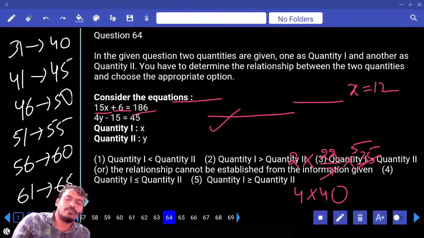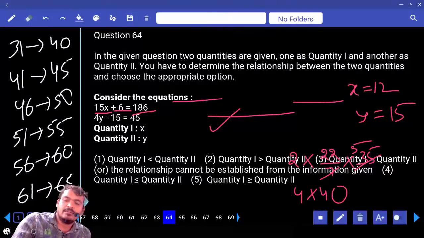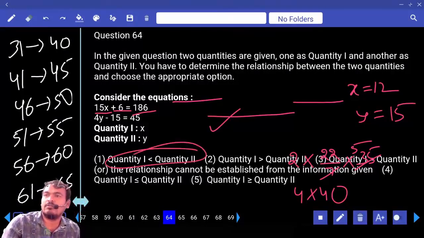Next, 4y equal to 60. y equal to 15. Then the relation x less than y means the first option.